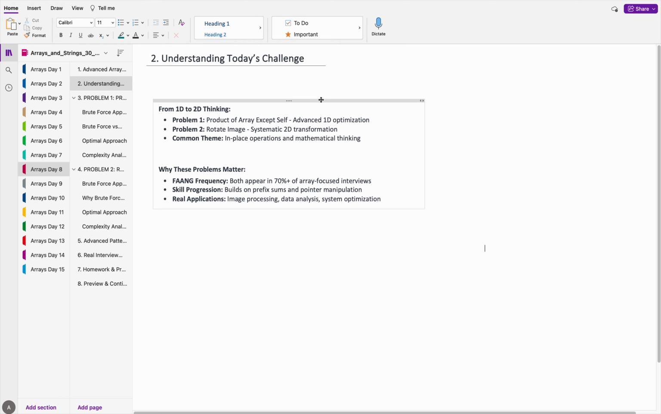Okay. And problem number two is rotate image, a systematic 2D transformation. Here also, though it is a 2D matrix, obviously to traverse all the items it is going to take O(n square), or O of the matrix size, time. But at the same time, the space optimization needs to be there. It needs to be in place for the solution to be optimized. So the common theme among these two is that both need to be solved as in-place operations, with mathematical thinking.